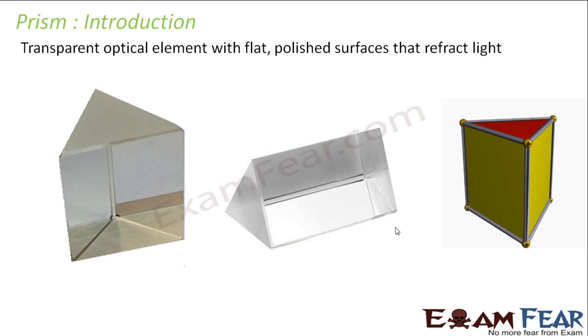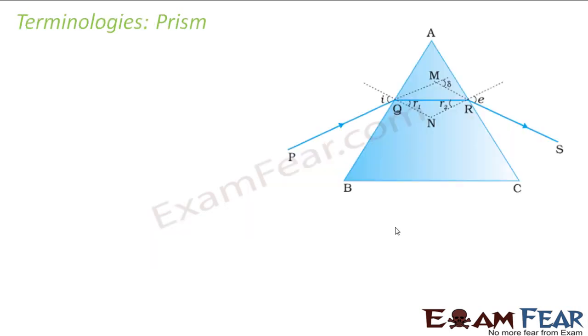I am not talking about reflection here, I am talking about refraction. Refraction here will take place because there is a change in medium, because the prism is made up of glass. The change in medium is encountered when a light ray enters from air to the prism, that is, it changes its medium from air to glass. Similarly, when it goes out of the prism, it changes the medium from glass to air. Right? Now let us look at some of the terminologies related to a prism.